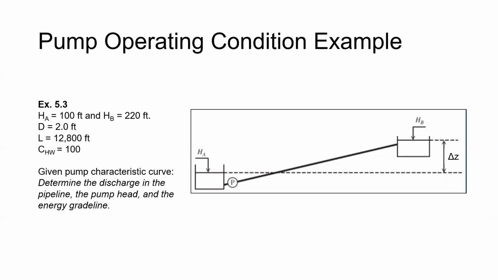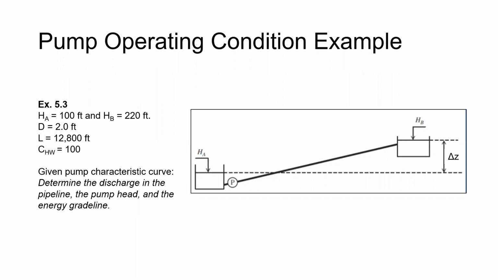So using that same setup, we've got 2 reservoirs. One has an elevation of 100 feet. The other has an elevation of 220 feet. They're connected by a pipe with a diameter of 2 feet, and we have 12,800 feet of pipe between the two. The Hazen-Williams coefficient is 100. I think that's for something like cast iron.